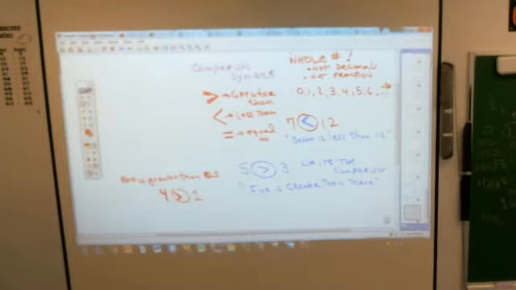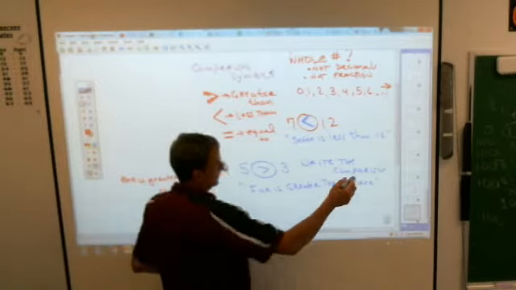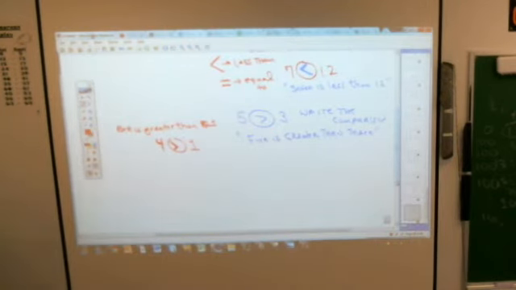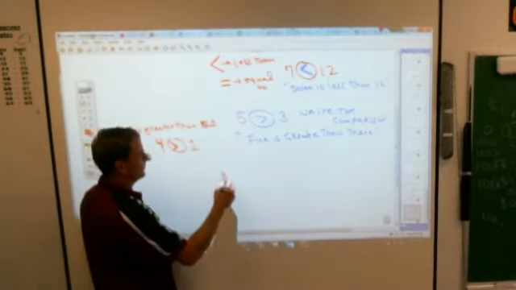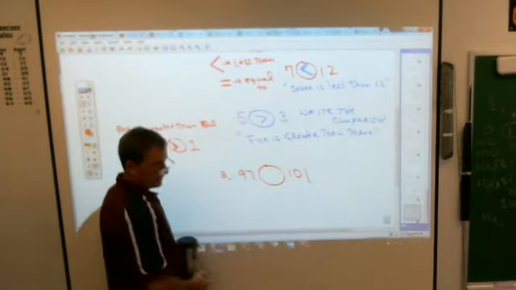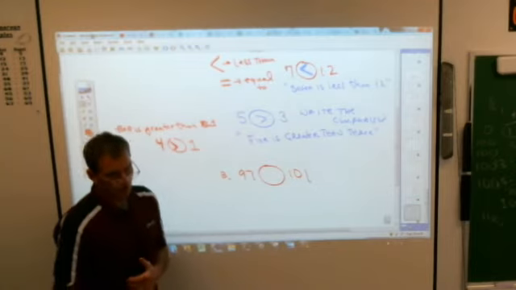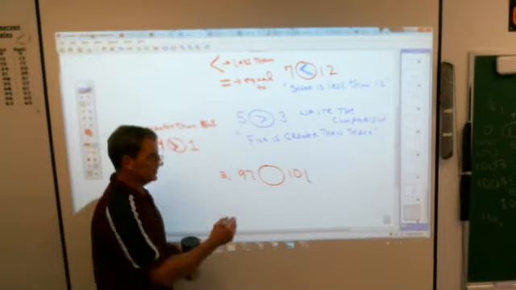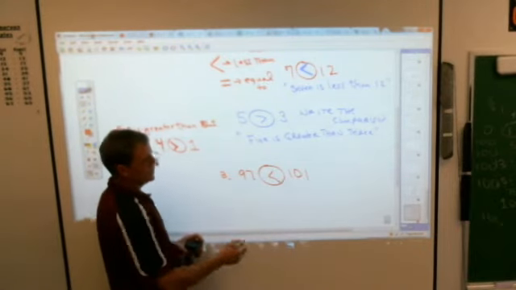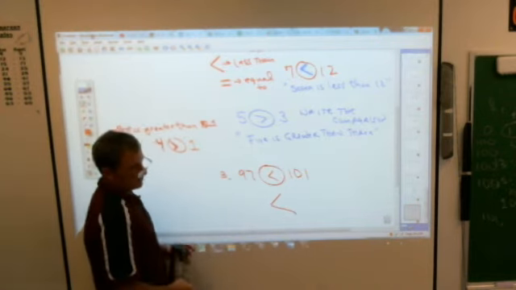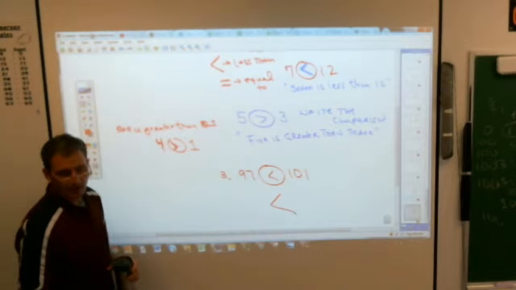So please make sure, ladies and gentlemen, let me throw this at you again. If the problem in the book, for example, I'll even give you an answer, problem number 3 is 97 circle 101. If this is the problem from the book, on your paper you need to put all of this down. I don't want to just see the comparison symbol. You cannot just have this big fat thing in the square. I want you to write down what you got.